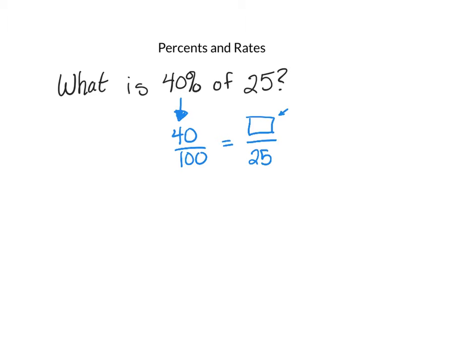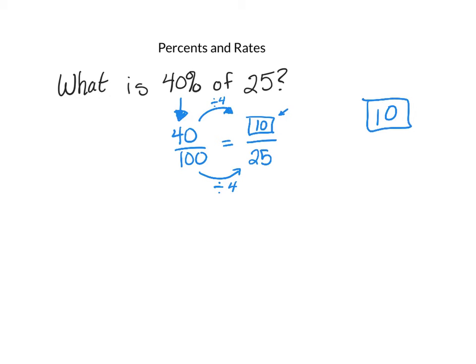So how do I get from 100 to 25? Well, I divide by 4. So same thing here, I'm going to divide by 4. So 40 divided by 4 is 10. So the answer would be 10.